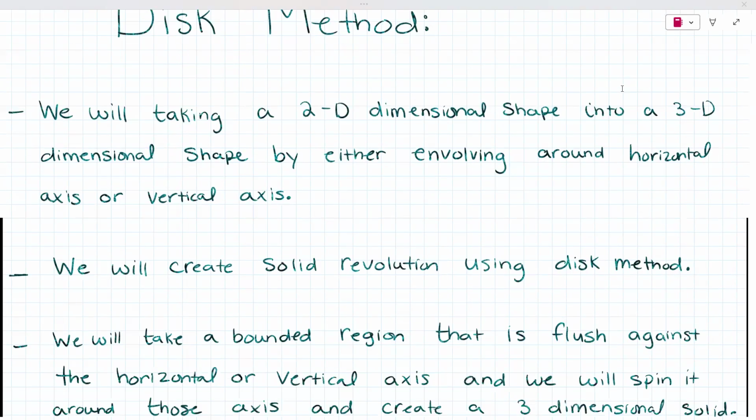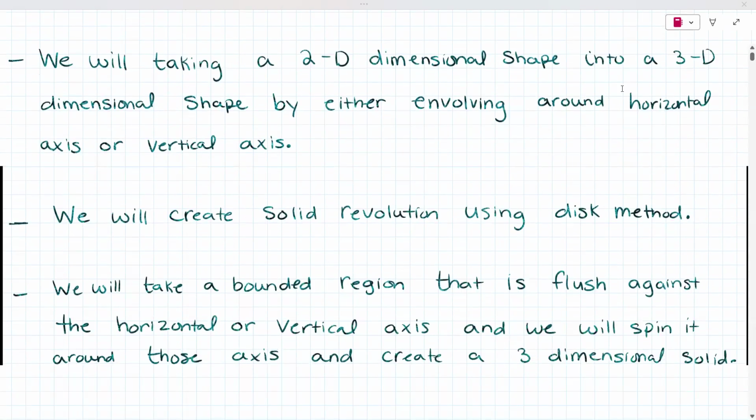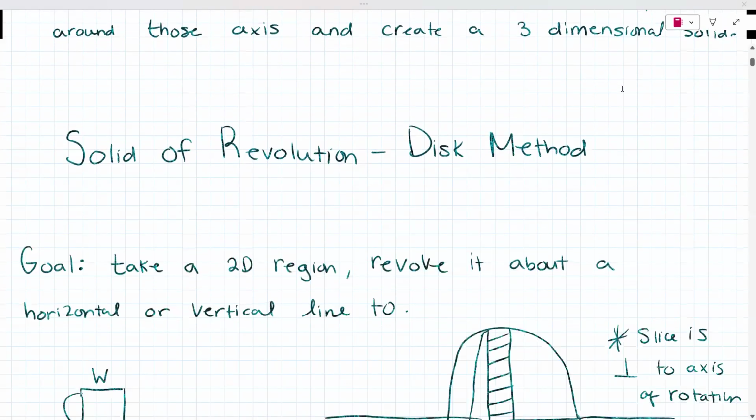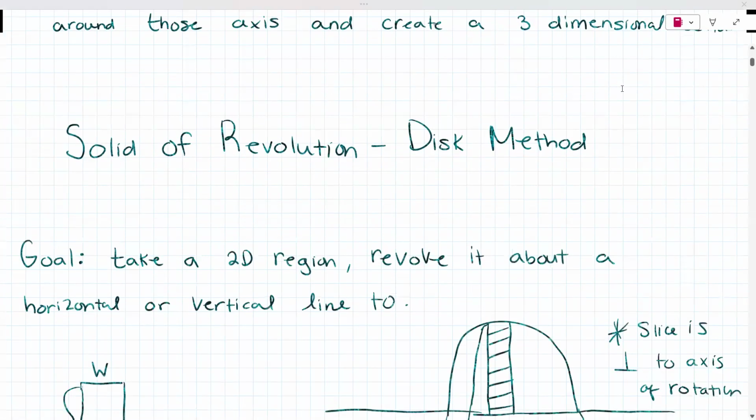We will create a solid of revolution using the disk method. We will take a bounded region that is flush against the horizontal or vertical axis, and we will spin it around those axes to create a three-dimensional solid. So the solid of revolution is also known as the disk method.